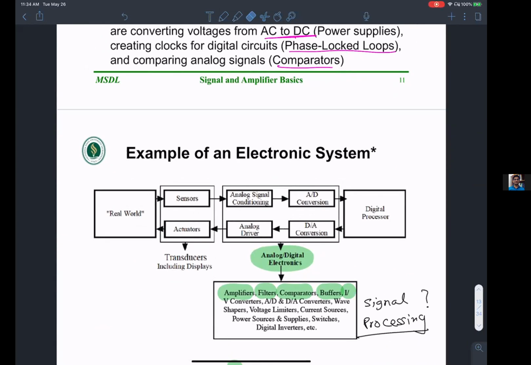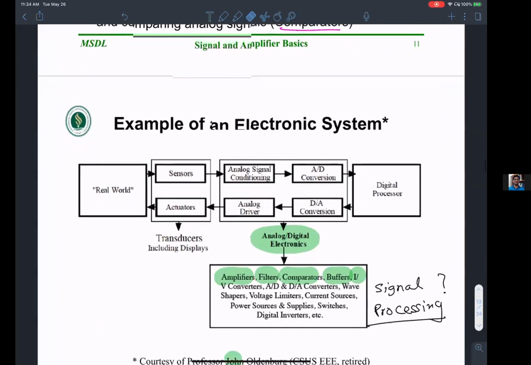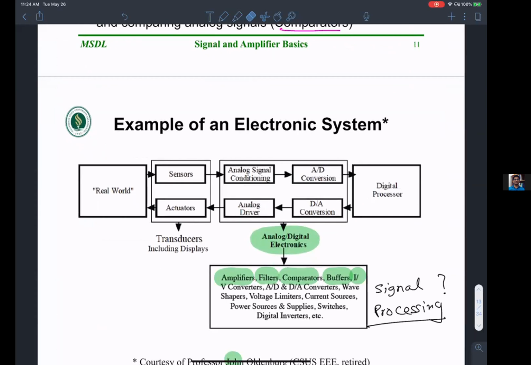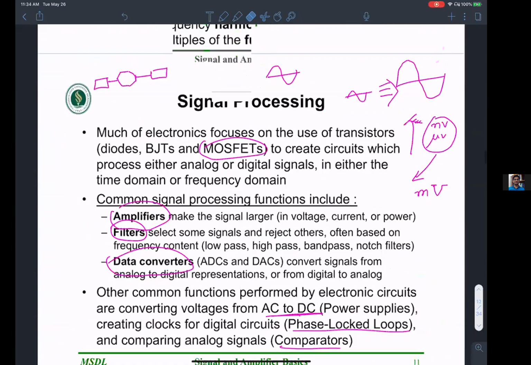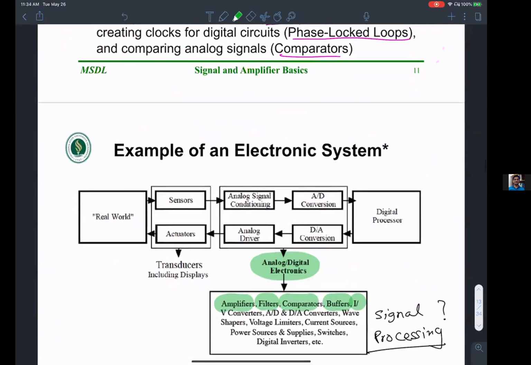Yes, question? There's one question on the chat: what is a transducer? Okay, so where is it on this slide? Right here, right? Transducer. It typically is converting from one form of energy to another form. Typically converting from the real world to a voltage signal. Okay, so pressure converted to a corresponding voltage signal.